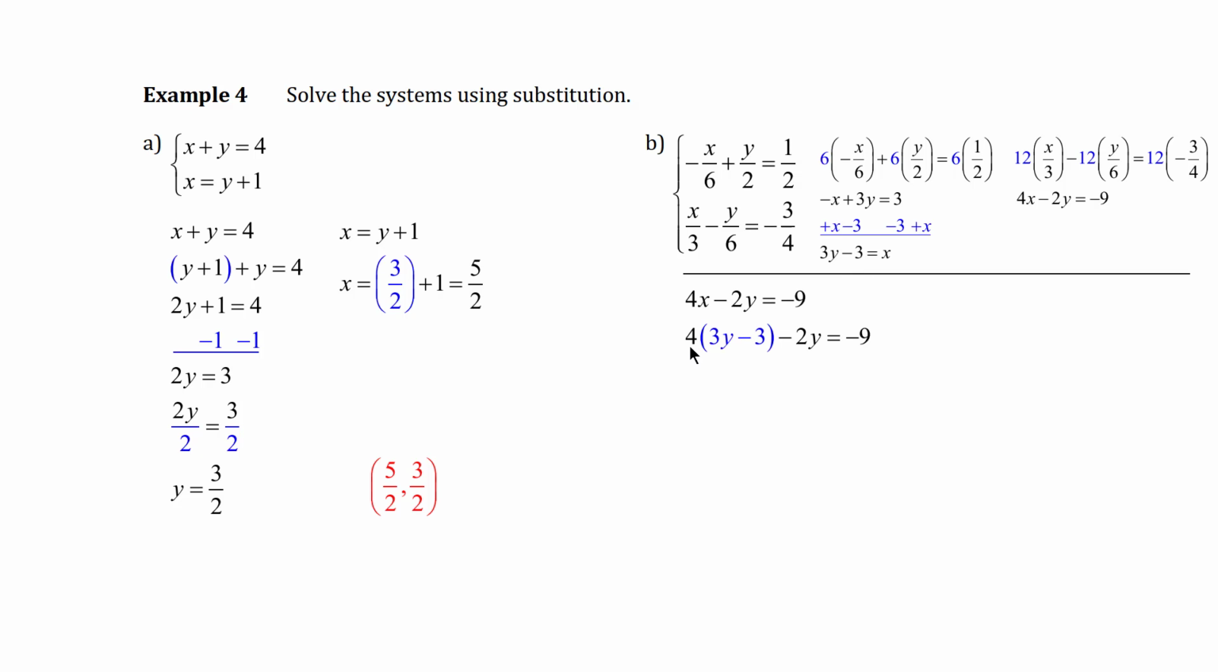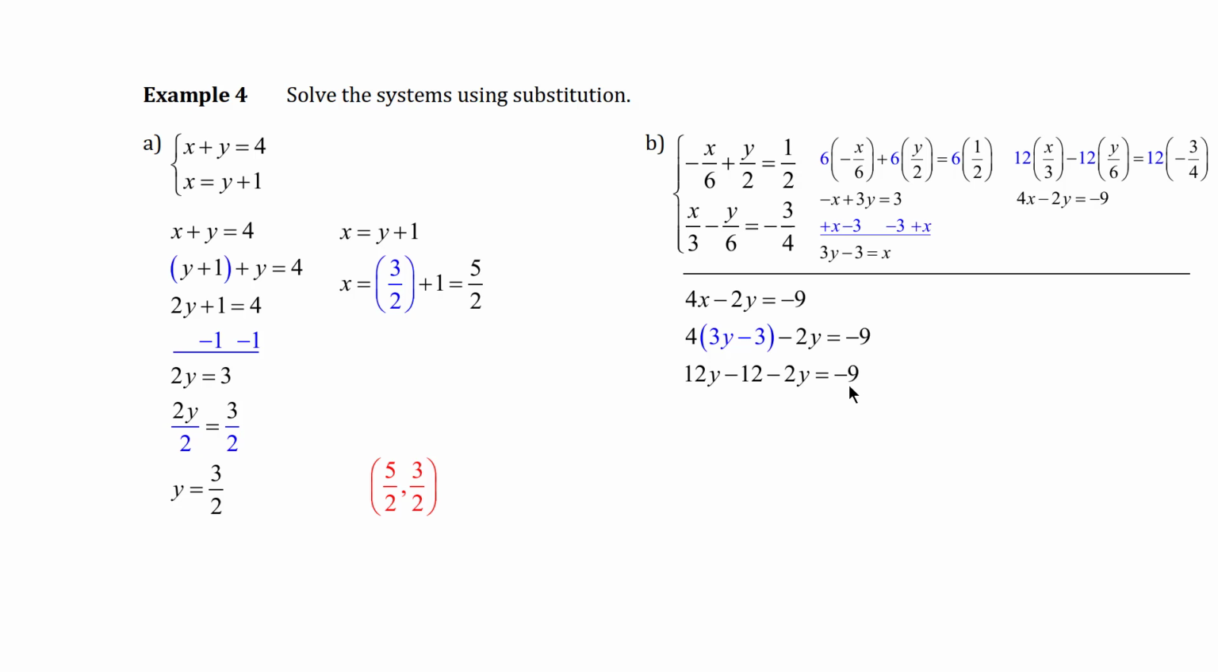So I have 4 times the parentheses, 3y minus 3, close parentheses, minus 2y equals negative 9. Next, we need to solve for y. So the first thing I'm going to do is distribute the 4 inside the parentheses to the 3y and the minus 3. We get 12y minus 12, and then we bring down the minus 2y. On the right-hand side, we bring down the minus 9. So we have 12y minus 12 minus 2y equals negative 9.